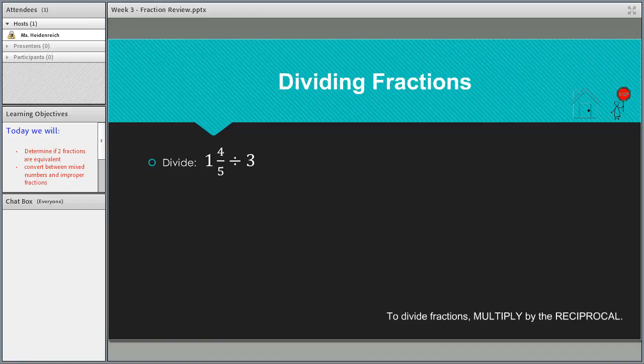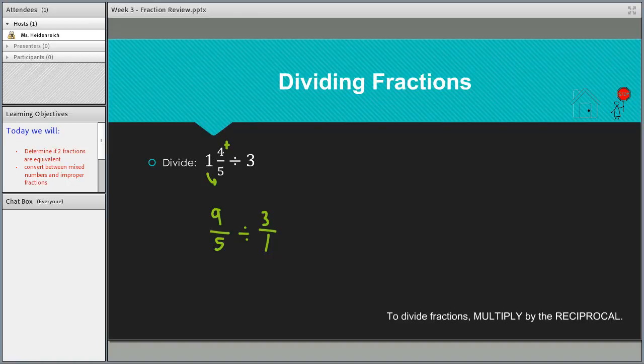Okay, so here's our last one, and I'm going to go ahead and just show this one, explain how to do it. So again, we want to change this mixed number to an improper fraction. So 1 times 5 is 5, plus 4 is 9. So we have 9 over 5 divided by 3. And instead of writing 3, I'm going to choose to write 3 over 1 because when we have whole numbers and we're working with fractions, it's helpful to write the whole number as a fraction. So just put it over 1.